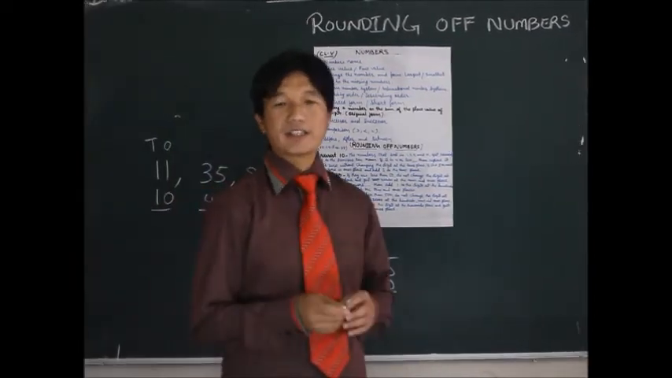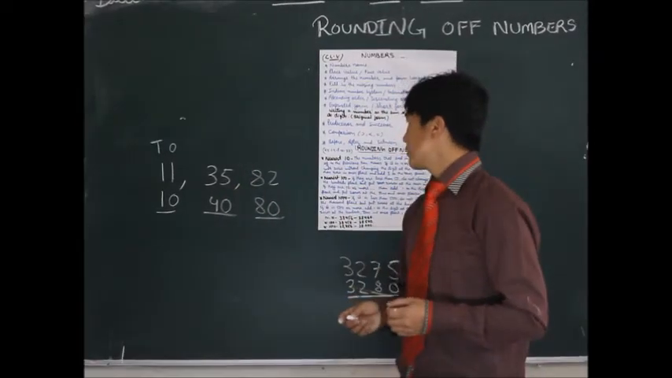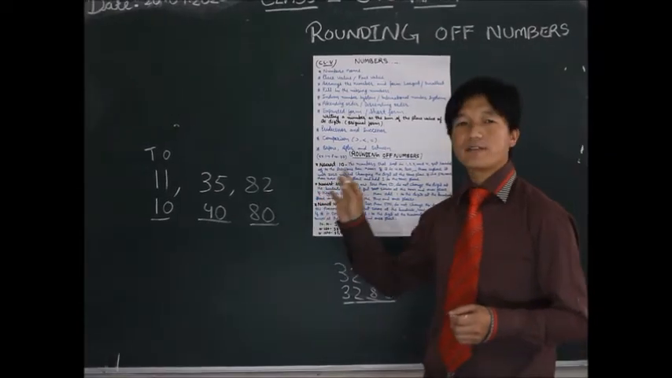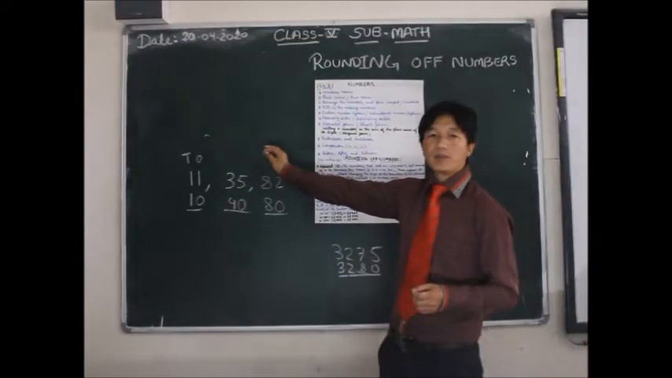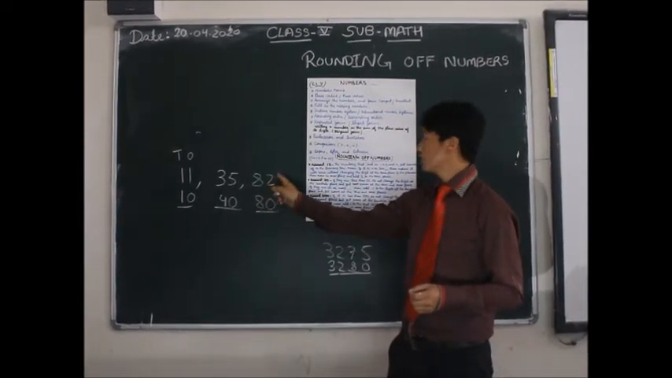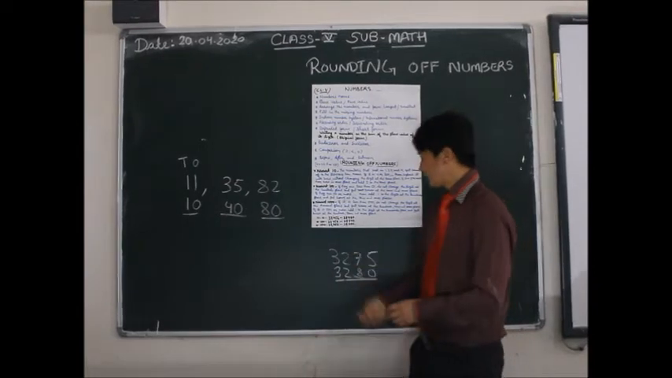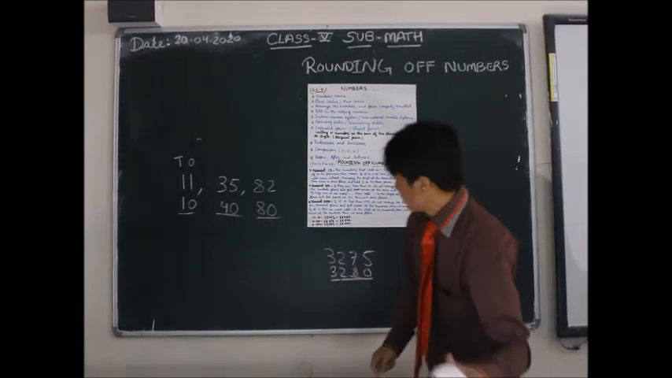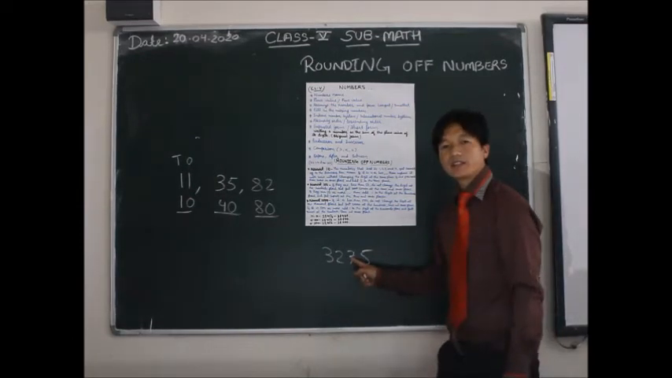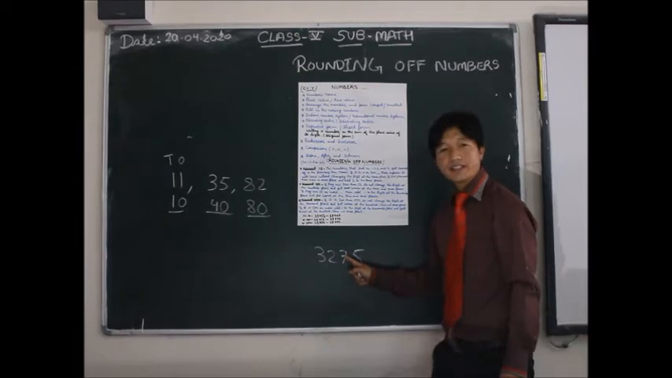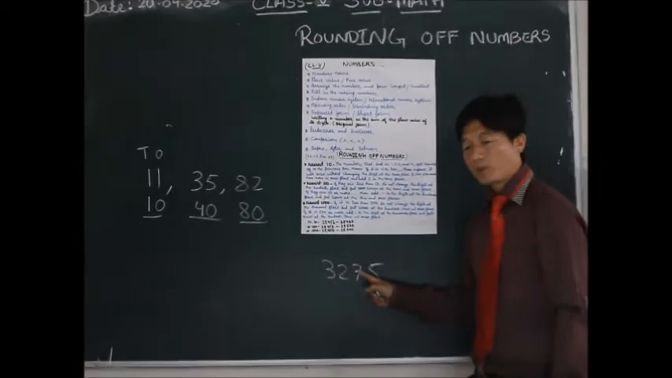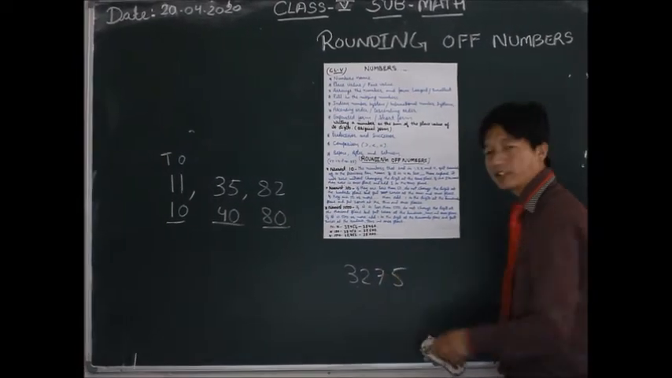After that, nearest to the 100. Same method, but here is the difference. When we are talking about nearest to the 10, we have to check the ones place. Now in nearest to the 100, we have to check this tens place number, whether this number is greater than 50 or less than 50.